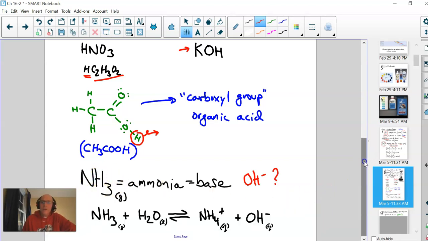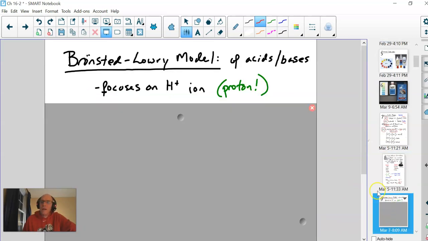What ammonia actually does is kind of interesting. Ammonia reacts with water and splits it apart, actually grabbing the H plus ion from a water, leaving OH minus in solution. So even though there's no OH minus as part of the ammonia molecule, we end up with it in solution, and that's why it's considered a base. This new model is called the Bronsted-Lowry model. We need something new to define how acids and bases work.